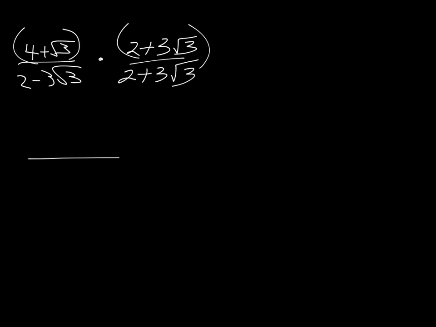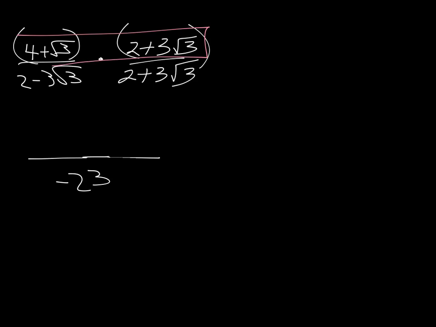So let's do the bottom first. Square the first term minus square the second term. And this here is going to be 9 times square root of 3 times square root of 3 is square root of 9, which is 3. So that's going to be 27. So we can erase this here and put a 27 in its place. So we have 4 minus 27, which is negative 23. So that's our denominator.